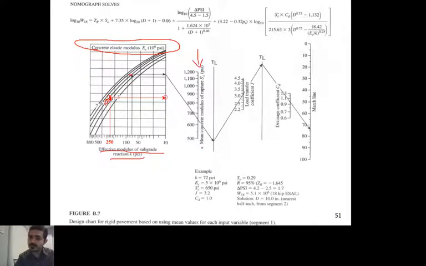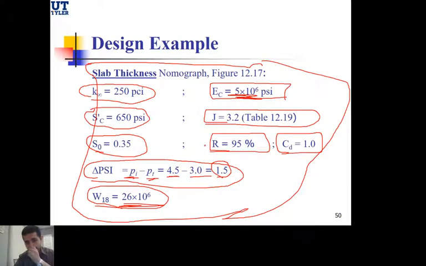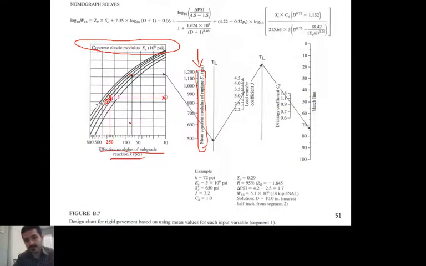And then from there, you're going to connect this point to the next line right here. This line here, this is the mean concrete modulus of rupture, Sc prime. Sc prime, in our case, was 650 right here. So that's why we are connecting this point with 650. This is 700, this is 600, so it's in the middle until you hit this point, which is a turning line, similar to what we've dealt with for the flexible pavement.